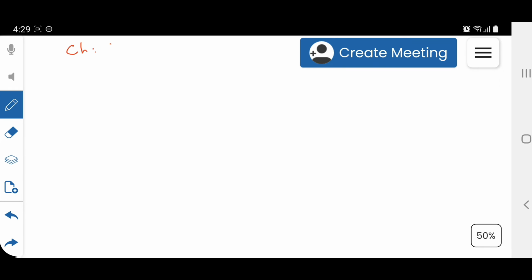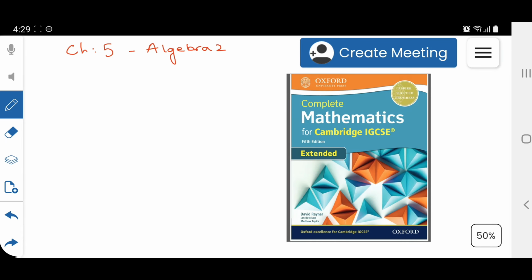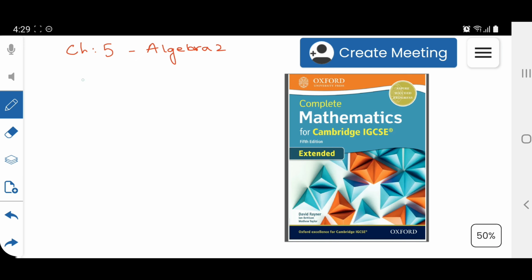So let's start the exercise. I'm going to solve the exercises from the book Complete Mathematics for Cambridge IGCSE, 5th edition, Extended by David Rayner. It is from Oxford University Press.